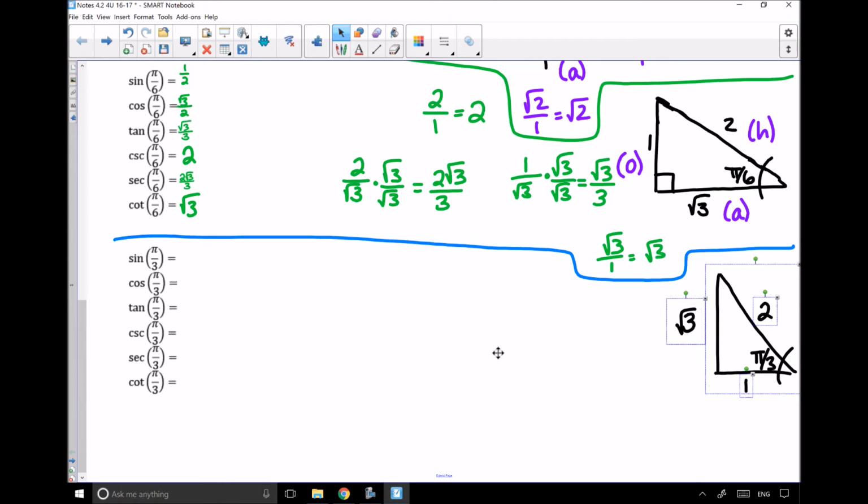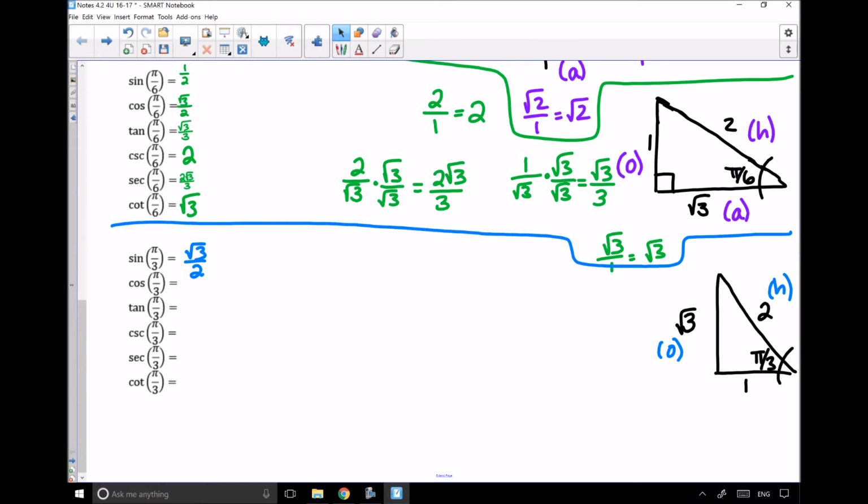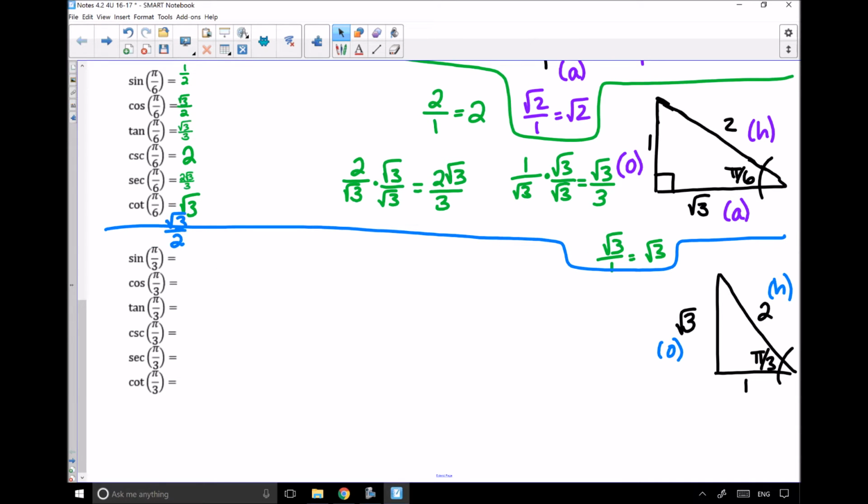So the first thing I need to do is find the sine of my angle. Well, to find sine of pi over 3, I need to take the opposite, which is root 3, and divide it by the hypotenuse, which is 2. So I'm just going to say that my answer is going to be root 3 over 2. Okay, so I'm all set for that piece. Let me just try to make this smaller so we can fit it all in.